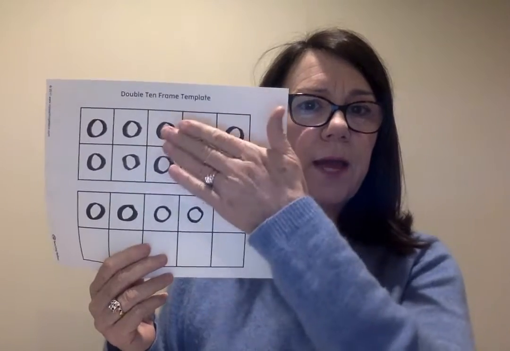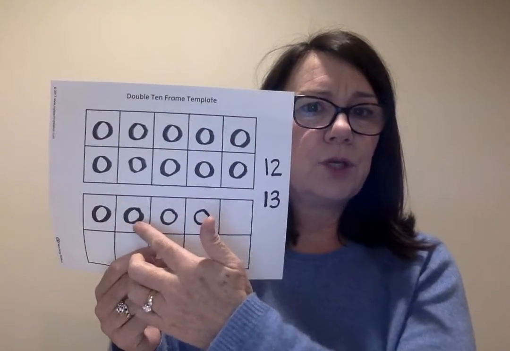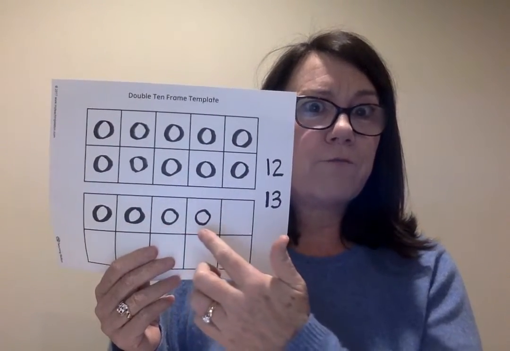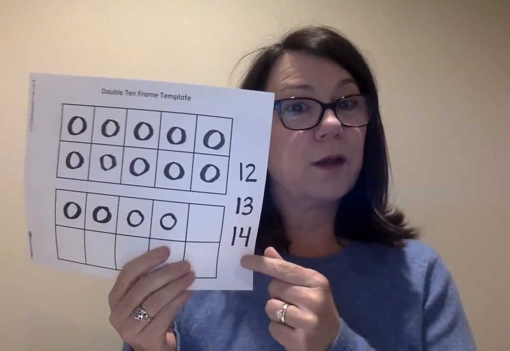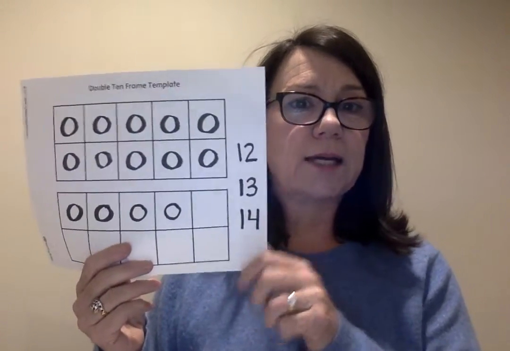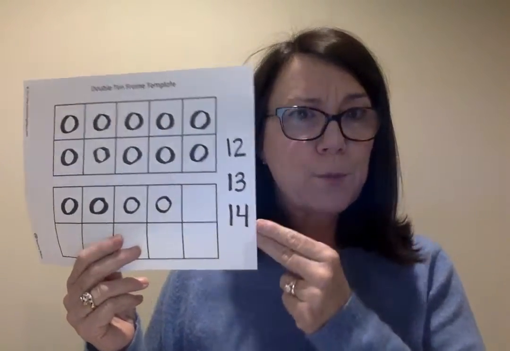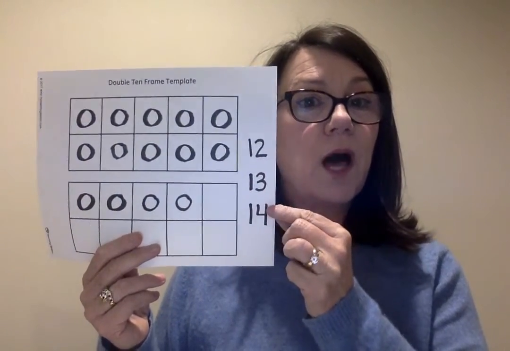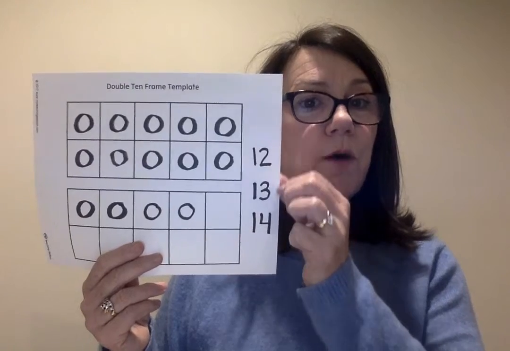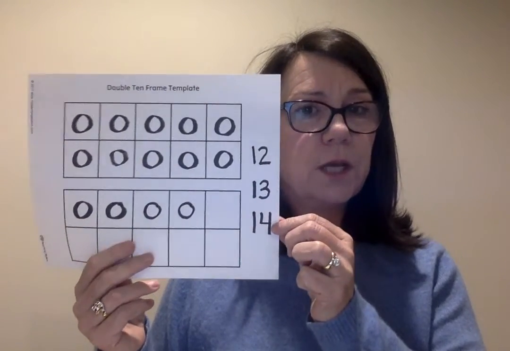So let's count now. 10, 11, 12, 13, 14. And Carlos wants me to write our new number. So I'm going to write 14. So 12 was a 1 and a 2, 13 was a 1 and a 3, 14 is a 1 and a 4. And Carlos asked, are our numbers going up or down? So as we add, our numbers are going up. They're getting larger. We went 12, 13, 14.